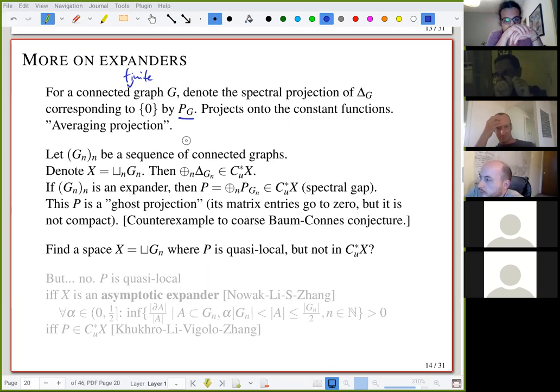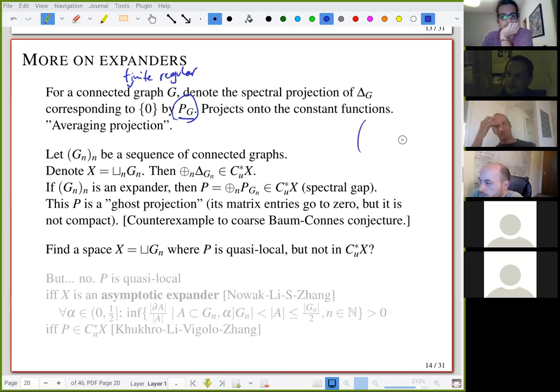If it's a finite graph and it's a positive operator, the spectrum is a subset of 0 to the norm of Δ_G. So now I look at the eigenvalue 0, which I said is always an eigenvalue, and I denote the spectral projection by P_G. Here I say I project onto constant functions. For that, I need to add the assumption of a regular graph, which again just means every vertex has the same number of neighbors, and then this P_G will project onto constant functions. We call it the averaging projection because what it does, if you look at the formula, is take a function on the vertices and replace it by a constant function equal to the average of the values of the function. So that's why it's the averaging projection.